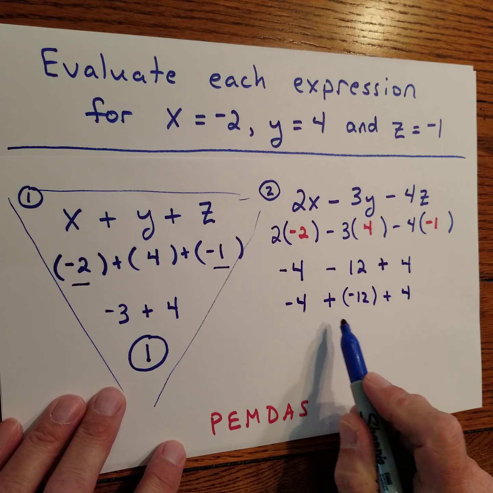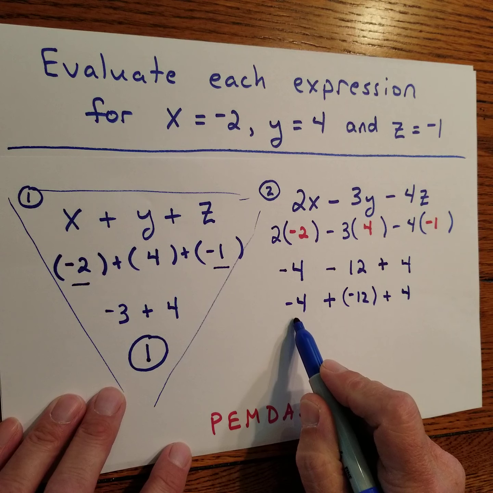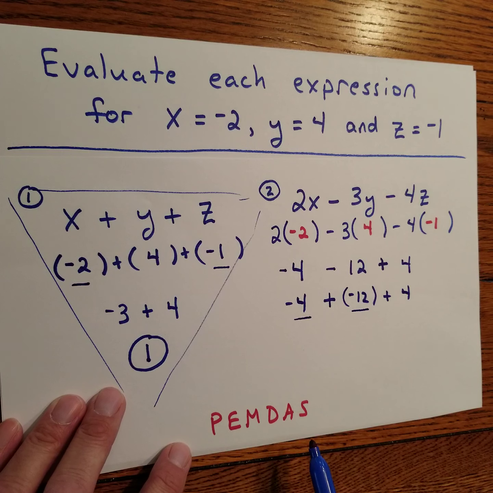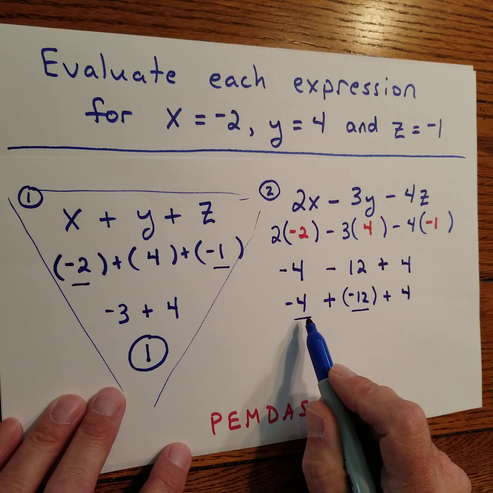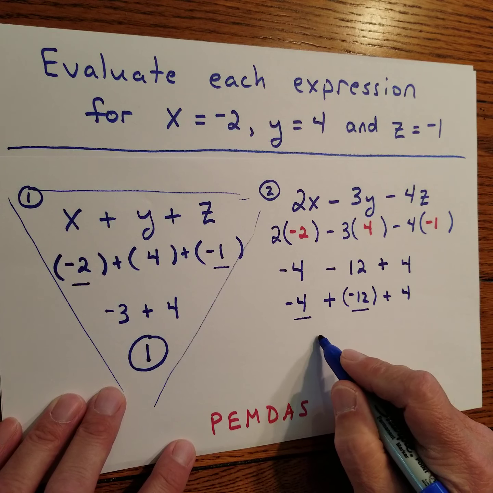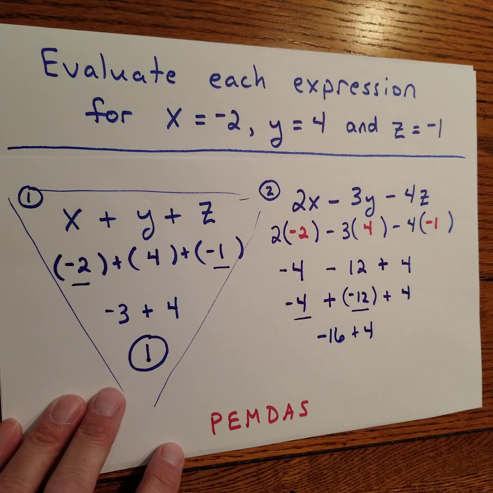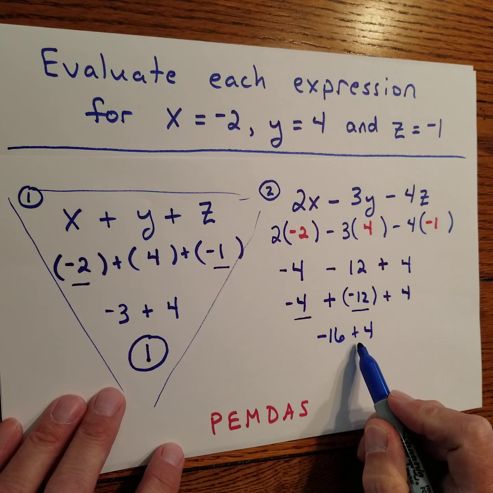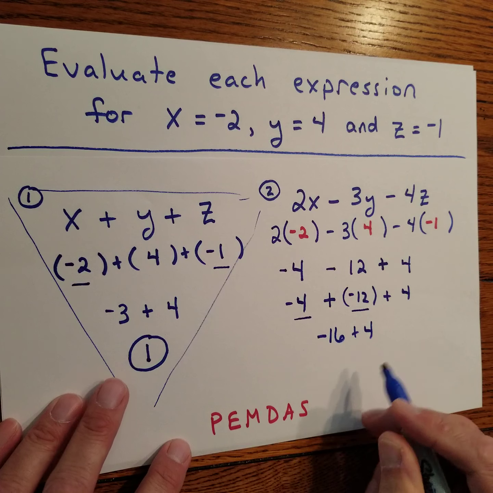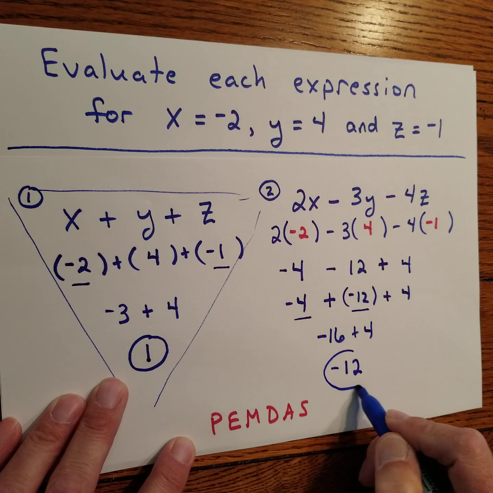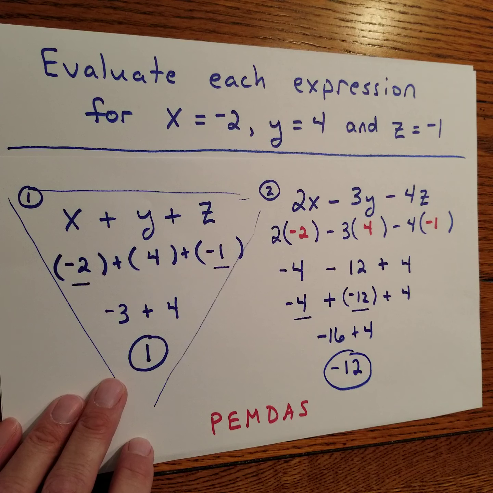Now I've got nothing but addition, so I'll put together the terms that have the same sign. Those are both negative. Combine -4 and -12 is -16. Finally, I'm adding with different signs, which means I subtract and take the sign off the larger number. That's a lot of work, but that's the way it should look.